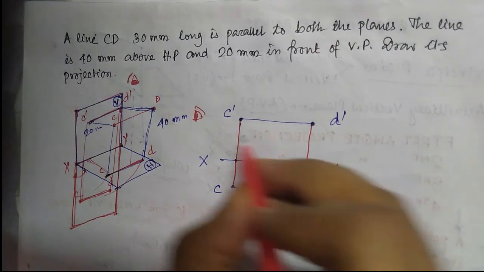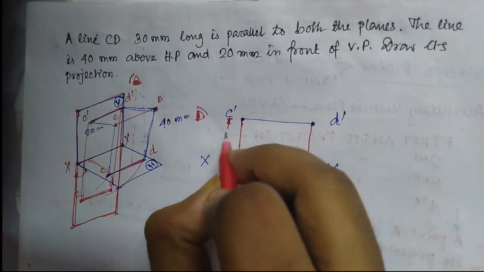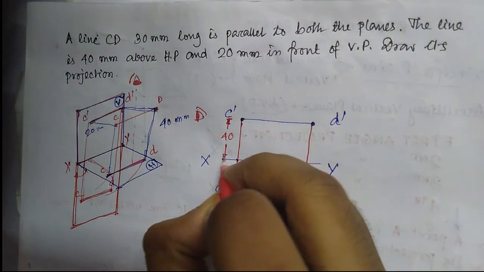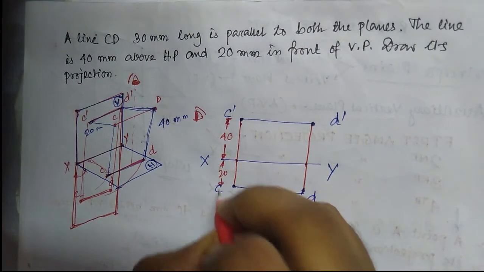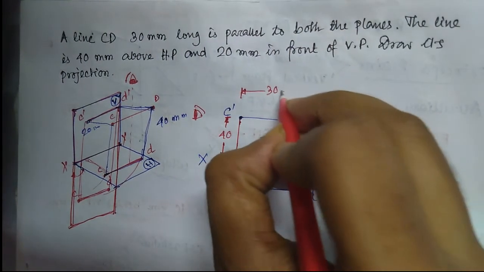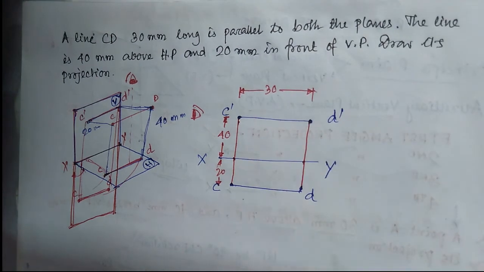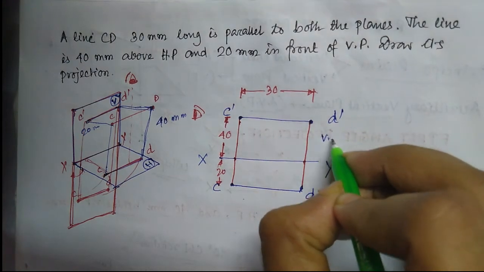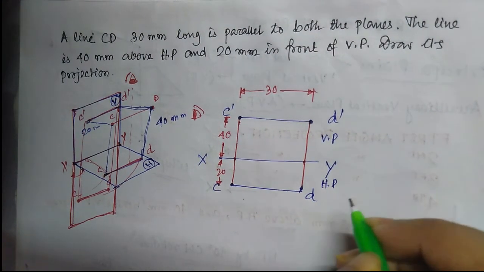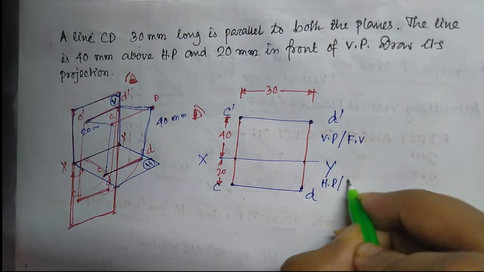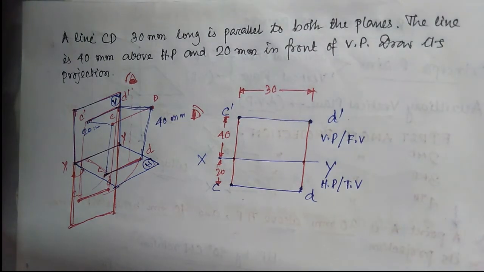Then we need to dimension. This is 40. This is 20. And this length is 30. The true length is available in both the planes. Also you can write vertical plane, horizontal plane. It is front view, it is top view. So this problem is also completed.